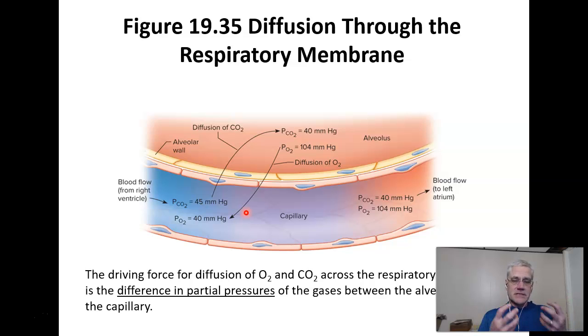But oxygen needs to bind, a vast majority of oxygen needs to bind to hemoglobin. So it's really not much in the plasma itself. There's a tiny little bit, a few percent of oxygen that dissolves in plasma itself. The vast majority of it is bound to hemoglobin. We're going to talk about that in a minute.